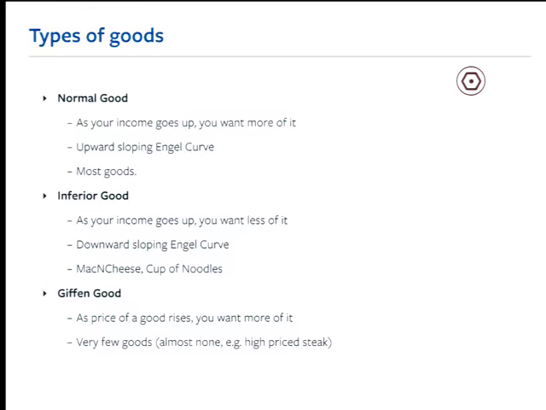There are some goods that are inferior. As your income goes up, you want less of it. That means your Engel curve is downward sloping. Those two statements are interchangeable. Things like that are mac and cheese and cups of noodles. Right now, unless you're gluten intolerant, you're eating a lot of mac and cheese. Why? It's cheap, it's delicious, and I don't know any other reason.